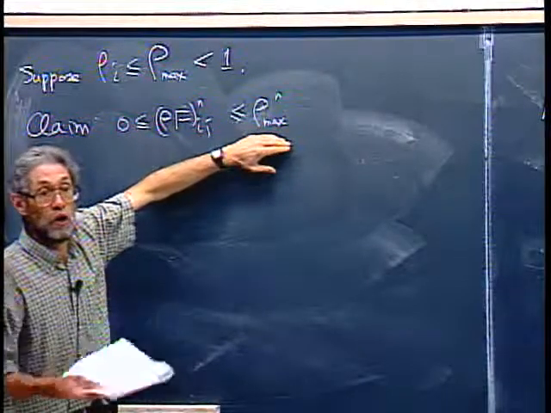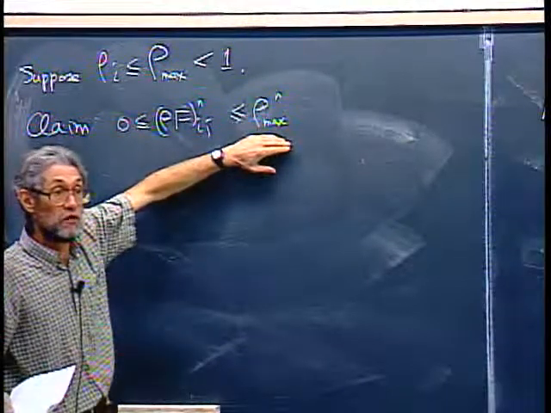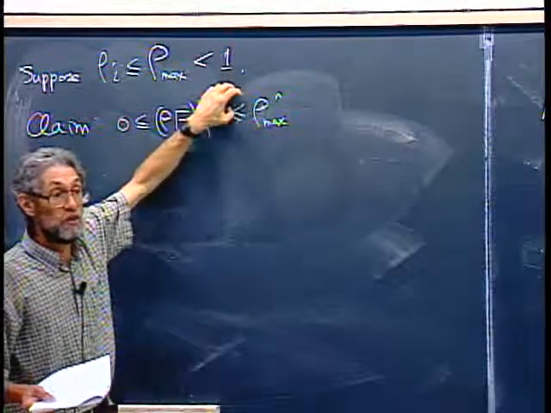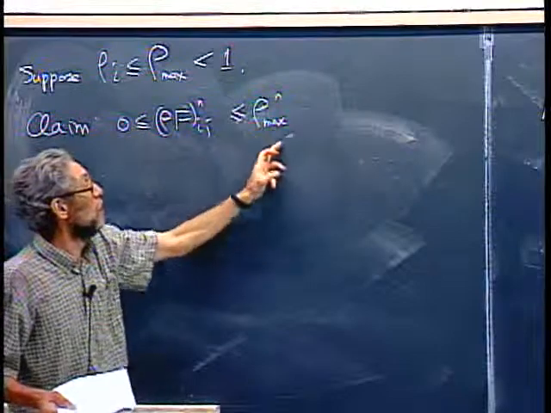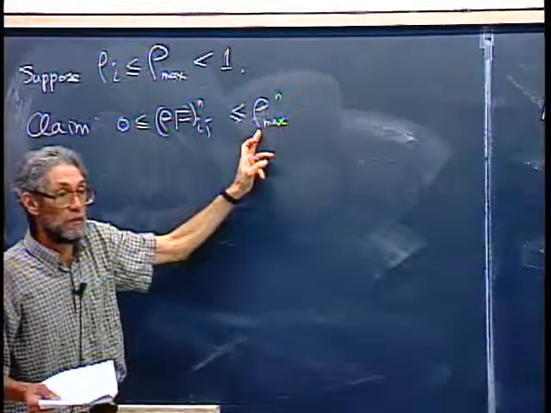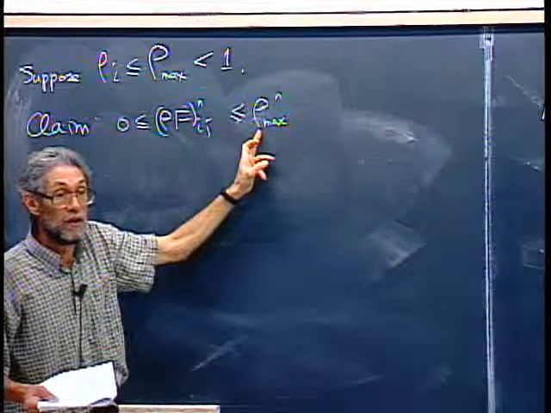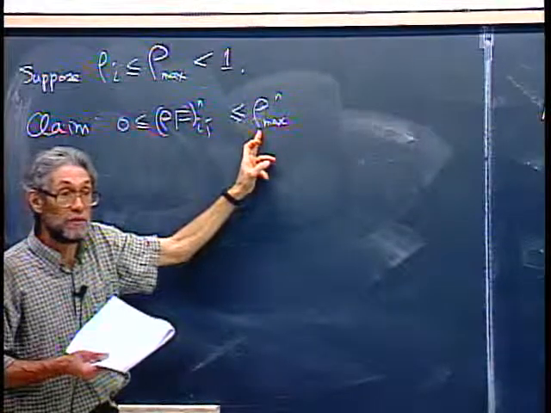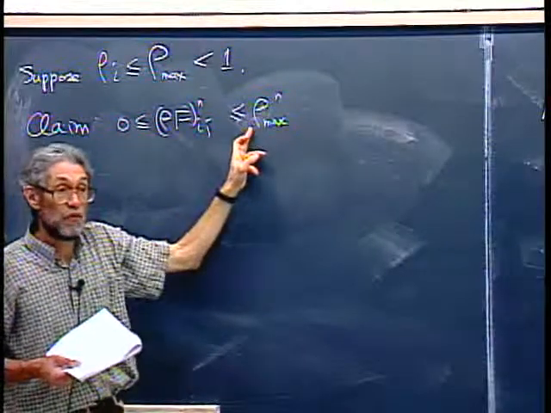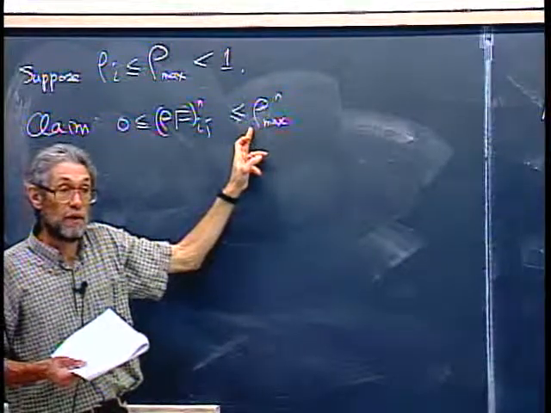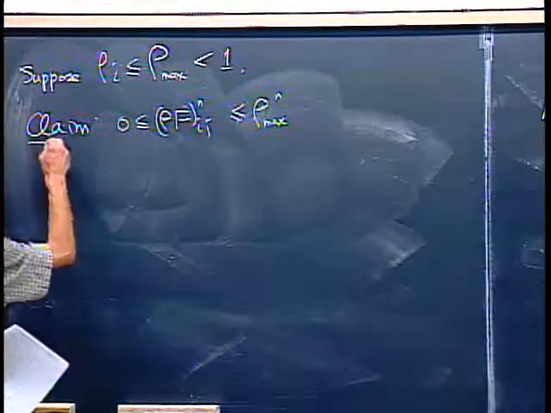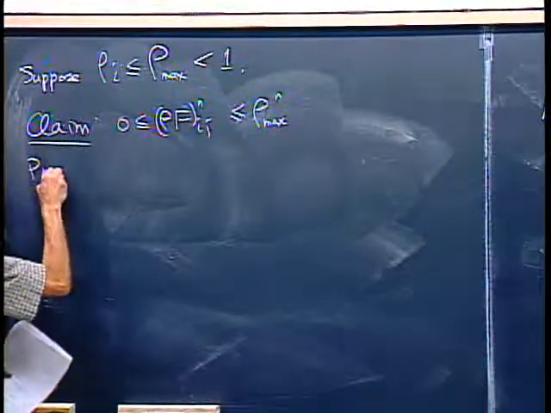So you have to know a little something about convergent series, which I'm not going to bother to prove, which is that if each term in a series is non-negative, and they're all less than the terms of a convergent series, then that series also converges. And this geometric series converges if rho max is less than 1. So let me prove this by induction.